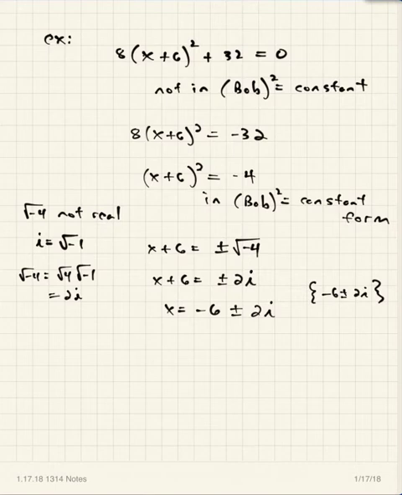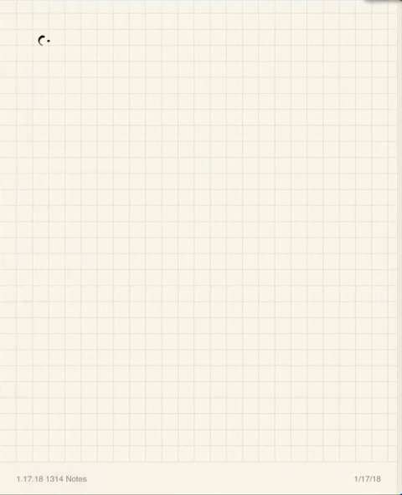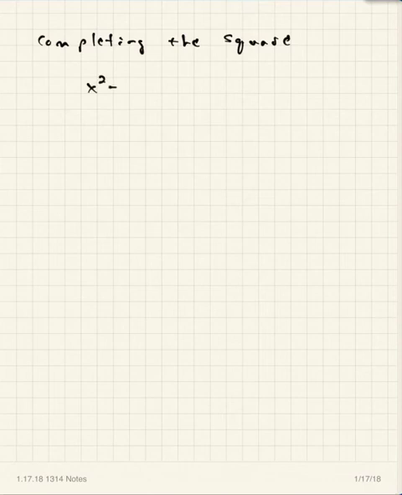The next method we want to look at, we're not going to spend a whole lot of time with this, but I do want to work through an example or two, is completing the square. Now, completing the square is a way of taking an equation where you can't use the square root method and rewriting it so you can use the square root method. In other words, the equation is not in the form something squared equals a constant, and there's no obvious way to do that, but it can be written that way.